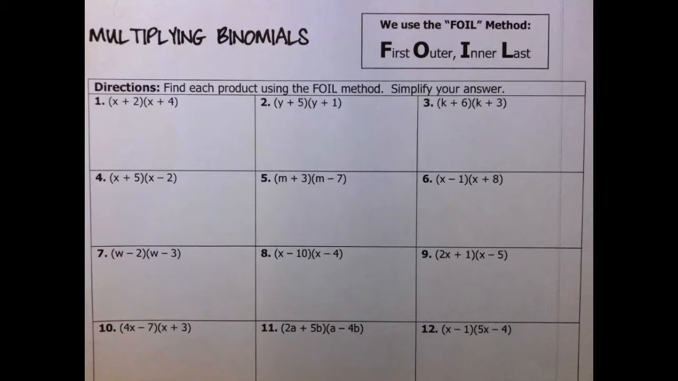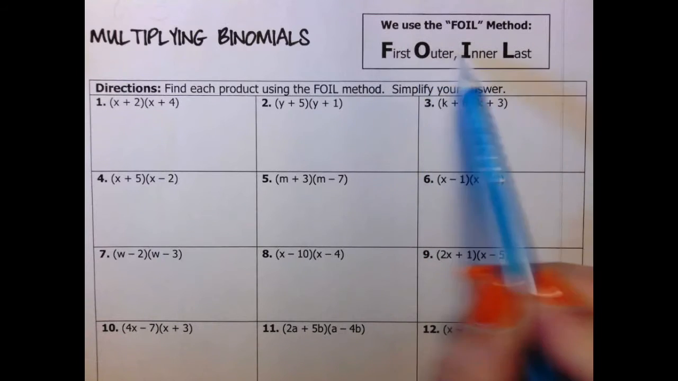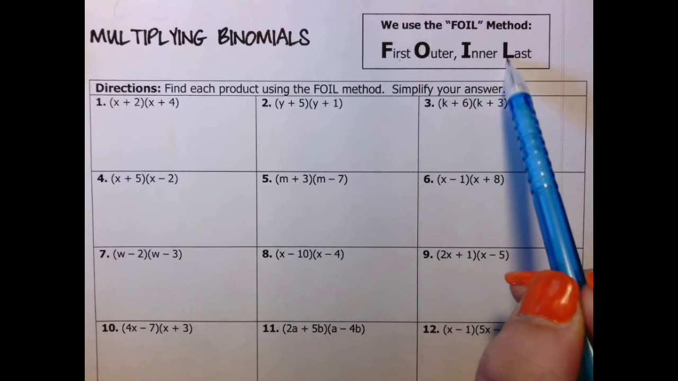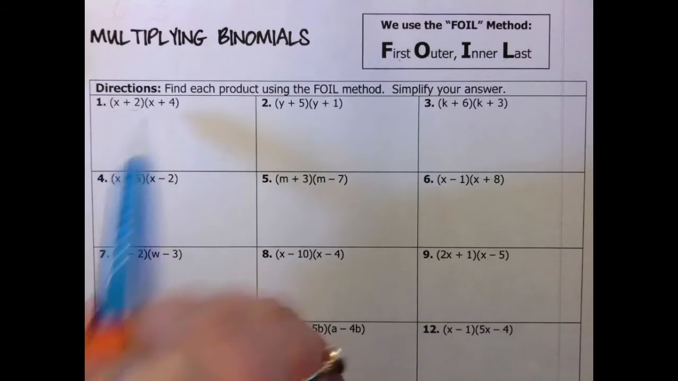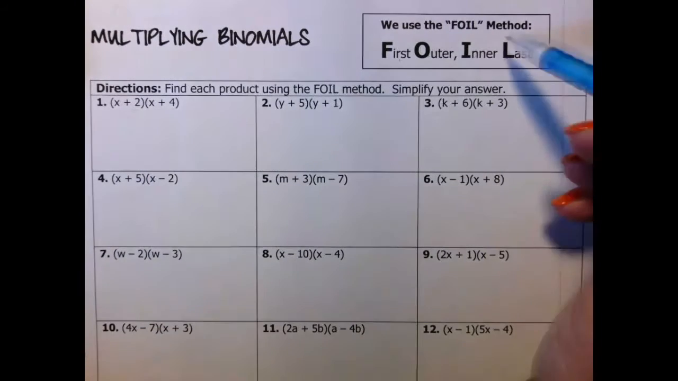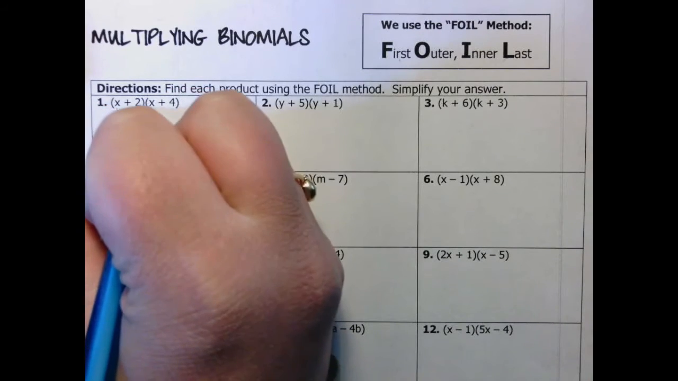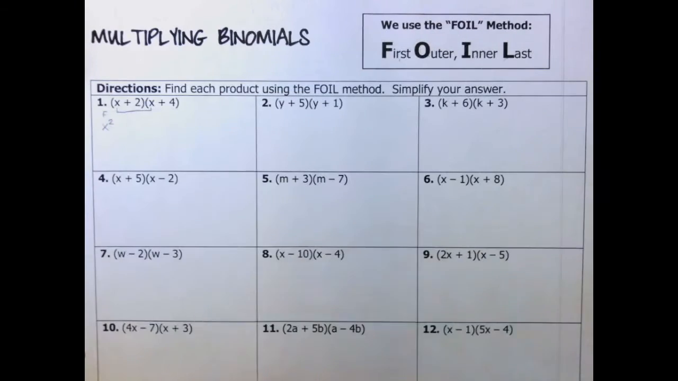Alright, so when we are multiplying binomials, we are going to use the FOIL method. So what that means is we use the first letter to remember, F-O-I-L: first, outer, inner, last. So when I have x plus 2, my first binomial, multiplied by x plus 4, my second binomial, I'm going to use the FOIL method to multiply my first term in each binomial, so x times x, giving me x squared, so that's my F, okay?